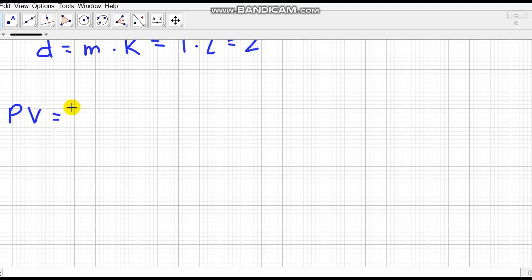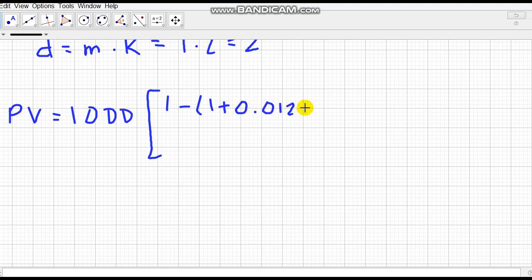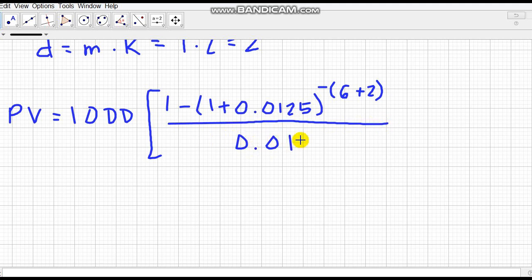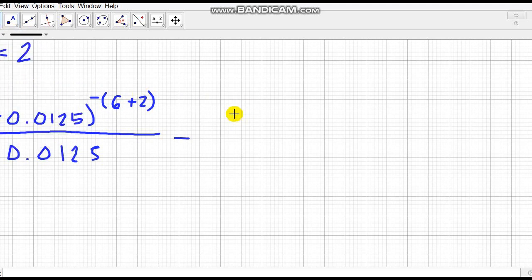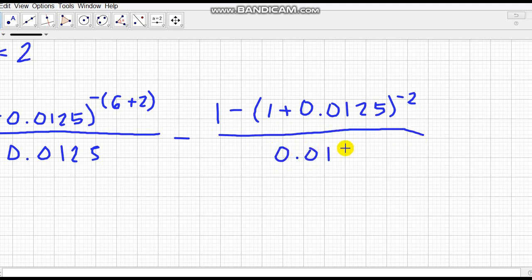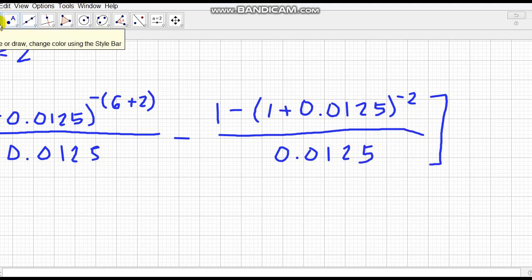So the present value is 1,000 times 1 minus 1 plus I, which is 0.0125, raised to negative, this is n, which is 6, plus d, that's 2, all over 0.0125, which is I, minus 1 minus 1 plus I, 0.0125, raised to negative d, that's negative 2, all over I, 0.0125. Let's use our calculator to compute for this value.